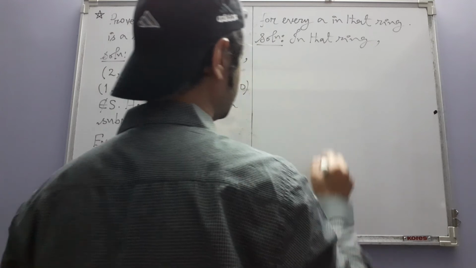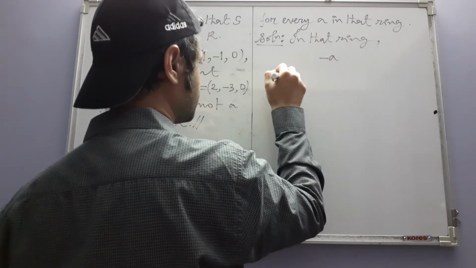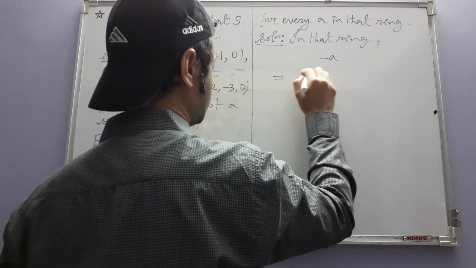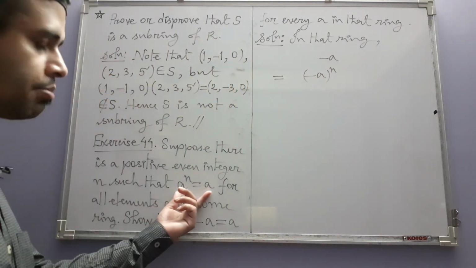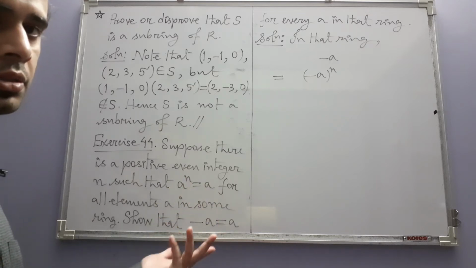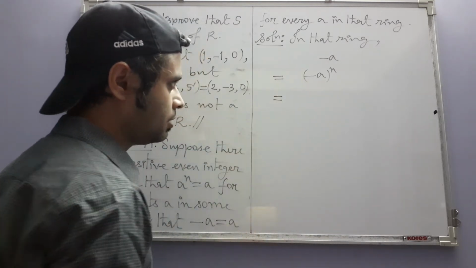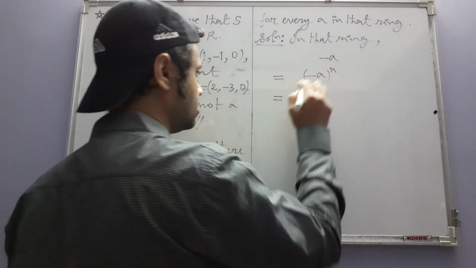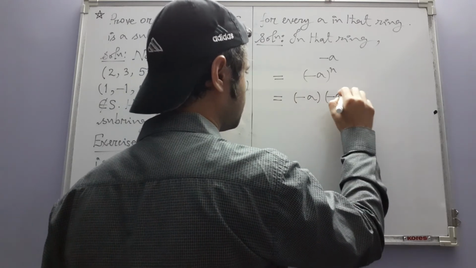In that ring, minus a equals minus a whole to the power n because of this hypothesis. It's true for every a, so in particular for minus a also it is true whatever a is, and because n is a positive integer, this is a product of n copies of minus a.